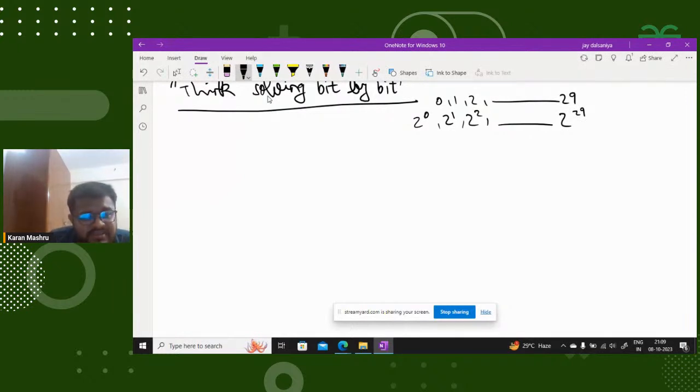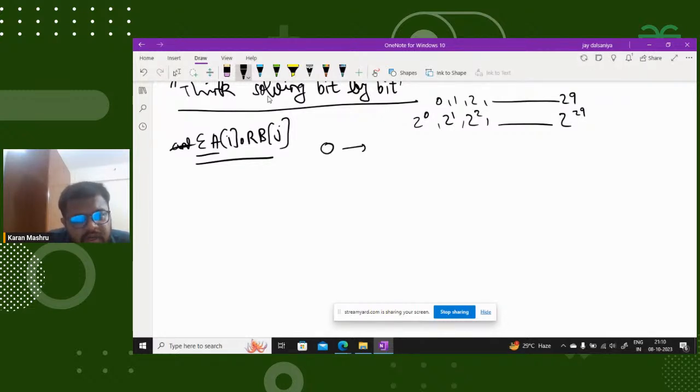So what is my answer? My answer is nothing but the summation over all pairs of A[i] bitwise OR B[j], for all i and j possible. In my answer, I can think of how much is the contribution of the 0th bit, the first bit, the second bit, and up to the 29th bit.